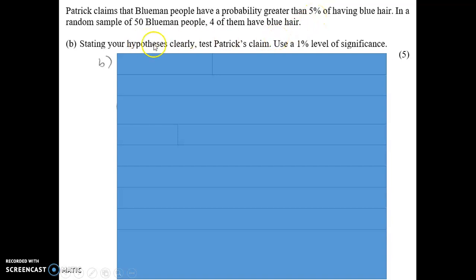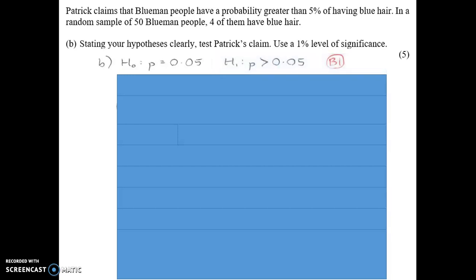Whenever we do a hypothesis test, the first thing we should do is write down our hypotheses. So the null hypothesis assumes that P equals 0.05. It assumes that kind of nothing has changed. But then we're going to test Patrick's claim, which is that more than 5%, so P being greater than 0.05 being our alternative hypothesis, and you'll get a mark for stating those two correctly.